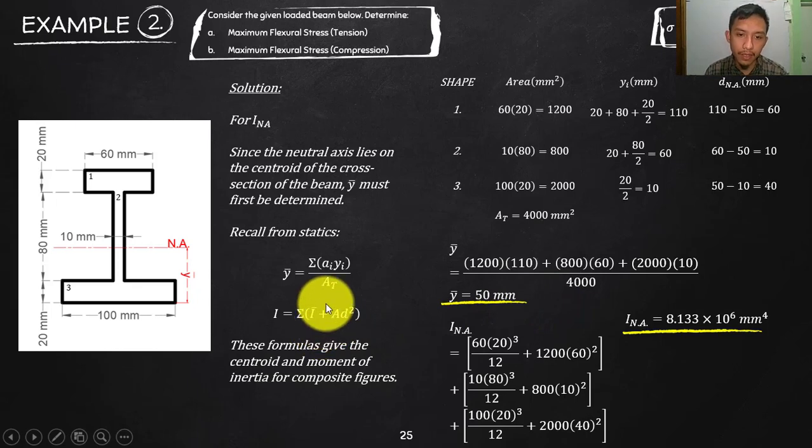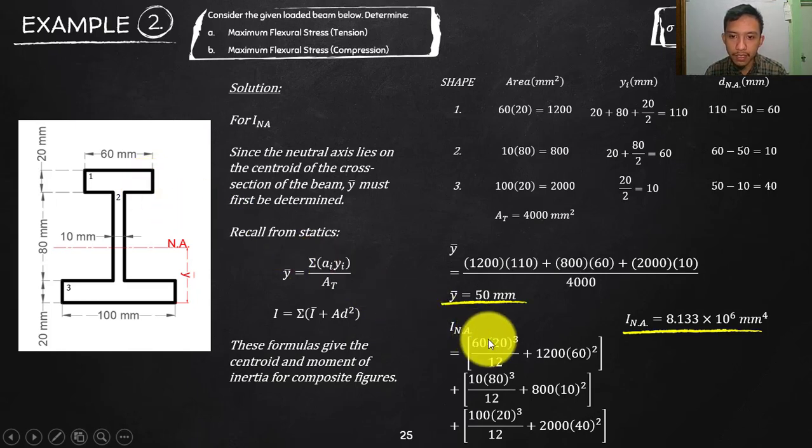Okay, so if I will now use this one again, BH cube over 12, do not forget to add your AD squared since we transfer the moment of inertia with respect to your entire NA. This BH cube over 12 is only with respect to each of their neutral axis. So do that one in each of the areas.